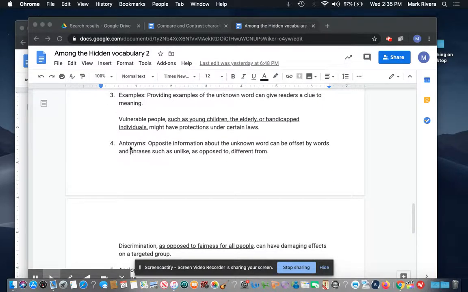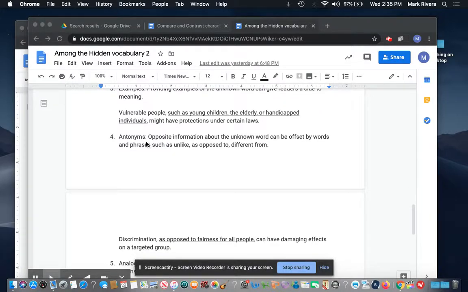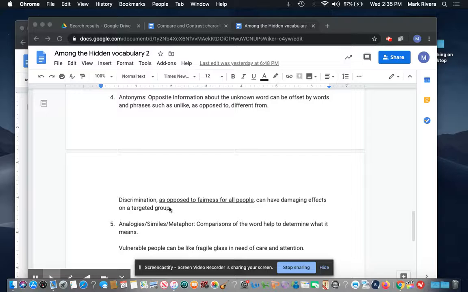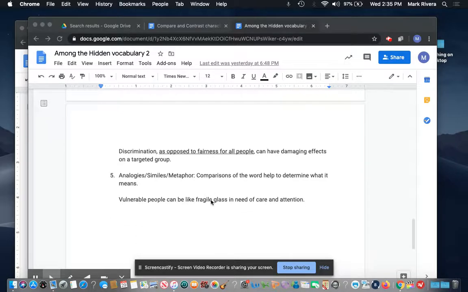Sometimes there will be an antonym. An antonym is the word that's opposite. So there will be an antonym near it. So here I have discrimination as opposed to the fairness for all people can have damaging effects on a target group. So the opposite of discrimination is fairness. And then the last one here is sometimes you'll have an analogy, a simile, or a metaphor. So these are all comparisons of a word. So here I have vulnerable people can be like fragile glass in need of care and attention. So being like fragile glass tells me what vulnerable means.